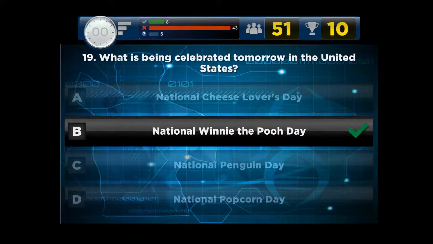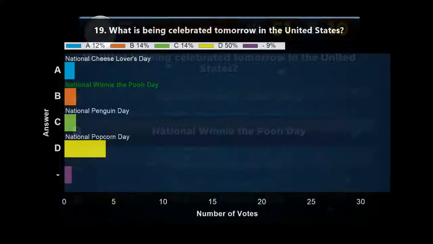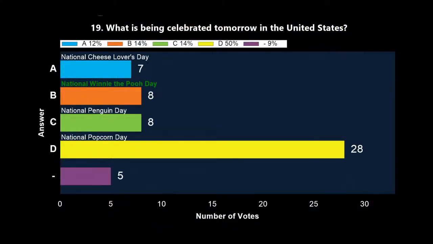And the answer is National Winnie the Pooh Day. I'm guessing a spread of answers here. Well, surprisingly, National Popcorn Day way out in front, but the rest were fairly evenly spread. So that could have made things quite interesting. Just going to remind myself of the leaderboard.